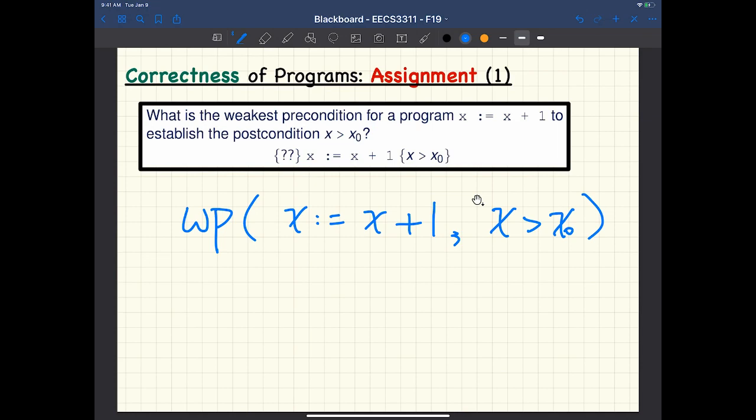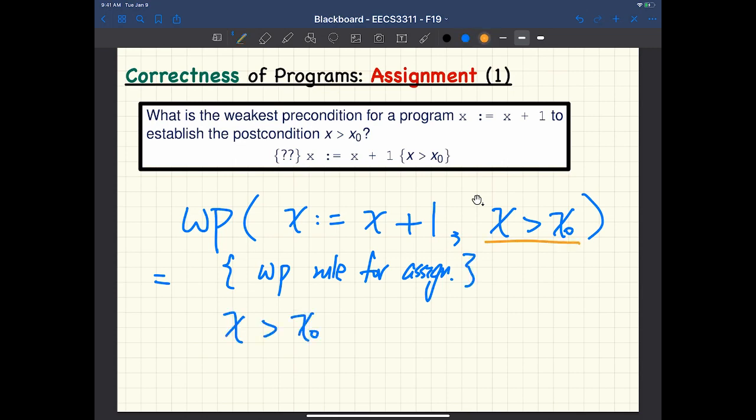And then how do you calculate? This is the recommended style you can try. That should be equal to, and then you give some reasoning. You can simply say WP rule for assignments. So we're going to have X larger than X0. First of all, I'm copying this postcondition verbatim. Then I'm going to replace every free occurrence of X by, you can think of this part as the E we talked about, X plus 1.